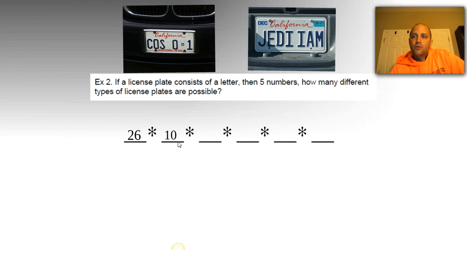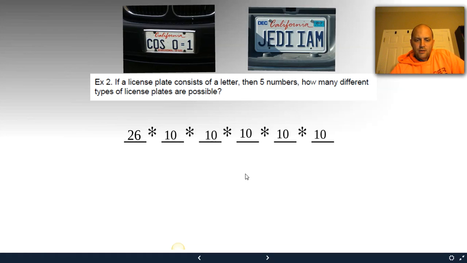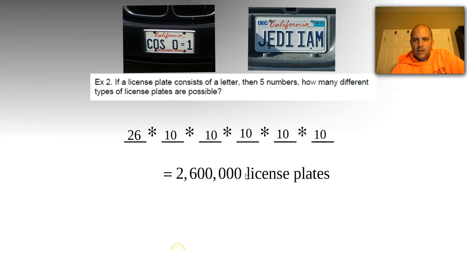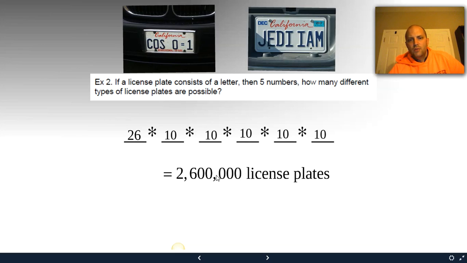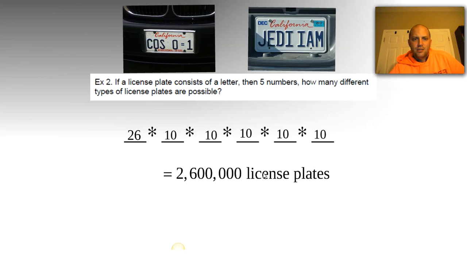Again, you can repeat for the next digit. So it's 10, and then 10, and then 10, and then 10. And we multiply those together. It's 26 times 10 to the 5th, which is 2,600,000 different license plates with that scenario, having a letter and 5 numbers.